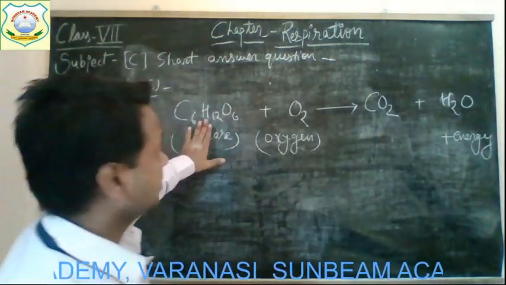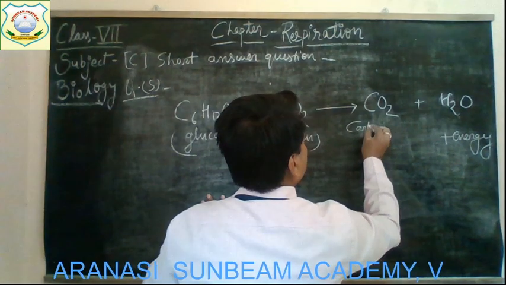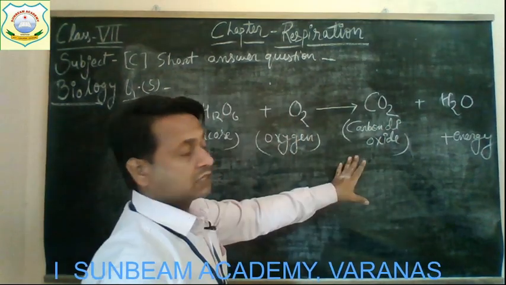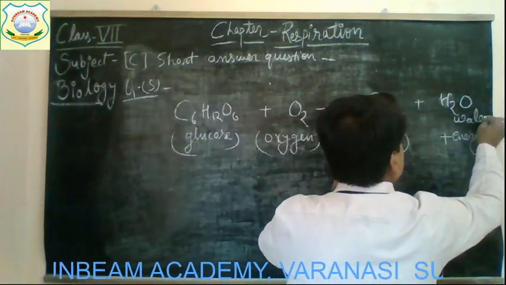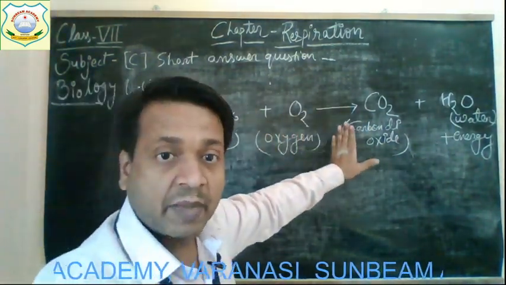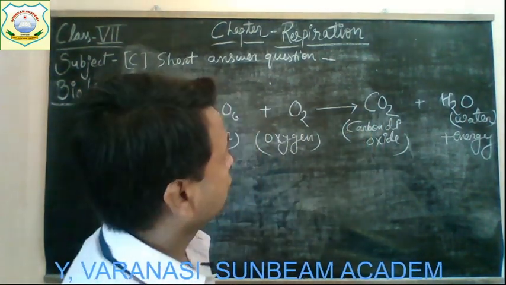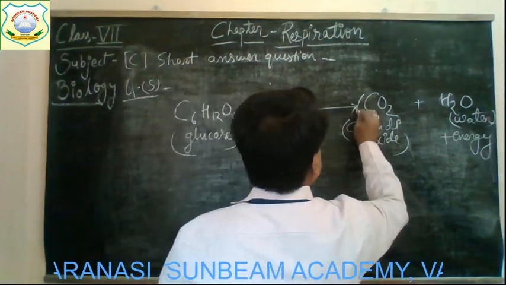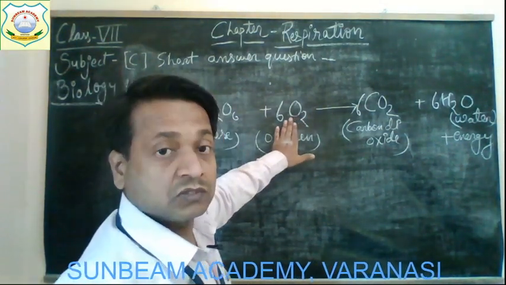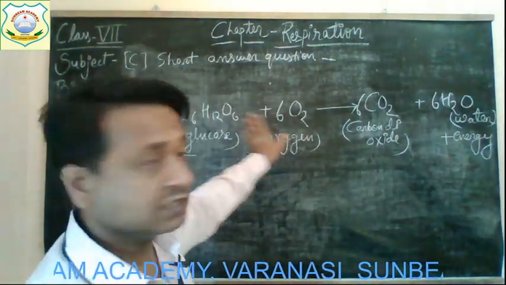Alright, children? So this one is glucose or sugar molecule, oxygen, carbon dioxide, water, and energy. Now this equation is not balanced right now, and you know very well how to balance the chemical equations. So to balance them, we will increase the number of molecules of oxygen, carbon dioxide, and water. Okay, now this equation is balanced.